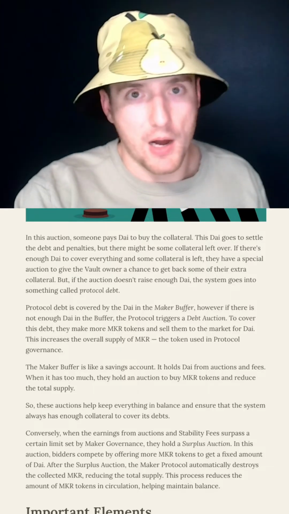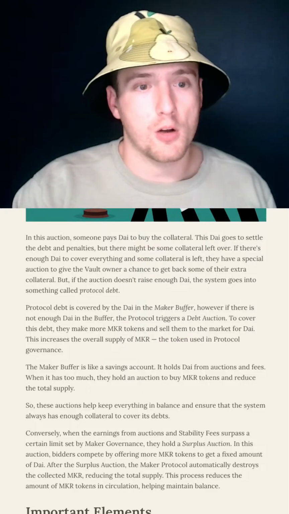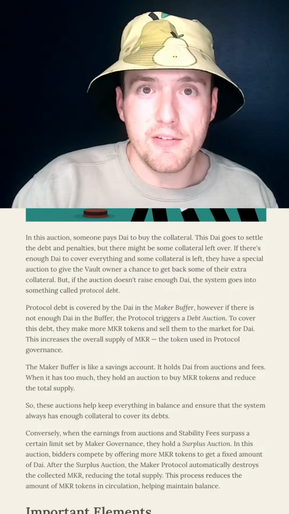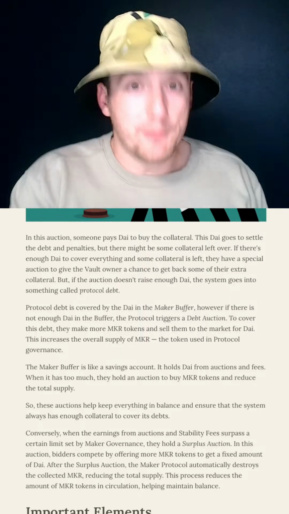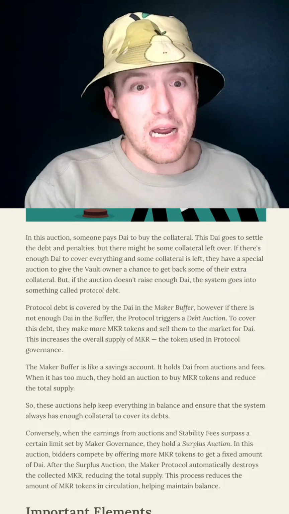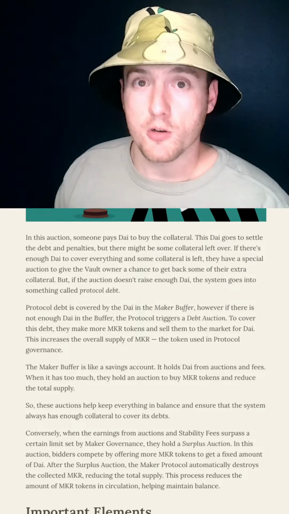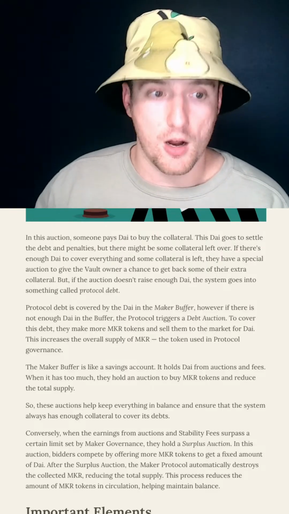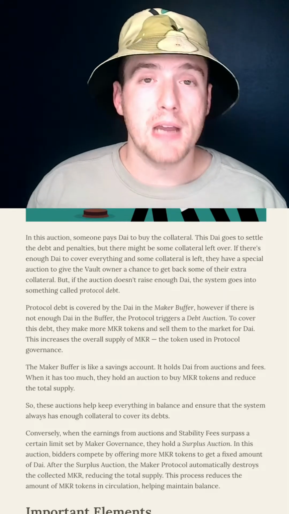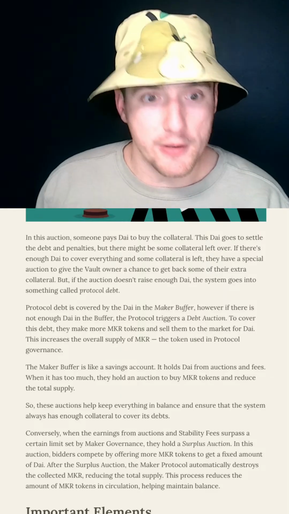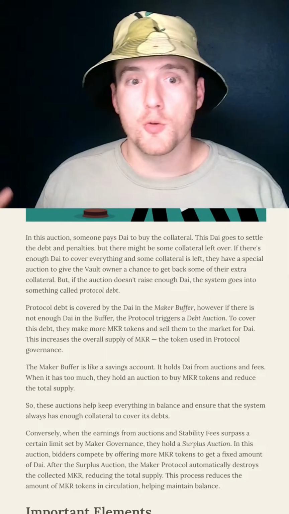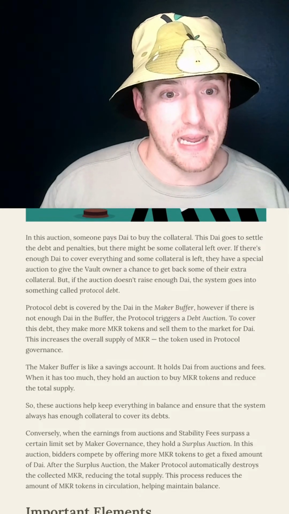There is a side pot as a part of the Maker protocol called the Maker buffer, which is just like a savings account with DAI in it. If there's not enough DAI in that buffer, right? Sometimes you burn through your savings. If there's not enough DAI in that buffer, the protocol then triggers another step called a debt auction. And so let's say someone had $1,000 worth of fees that they owed, and there was only $500 worth of DAI in this Maker buffer. You now have $500 worth of debt auction.